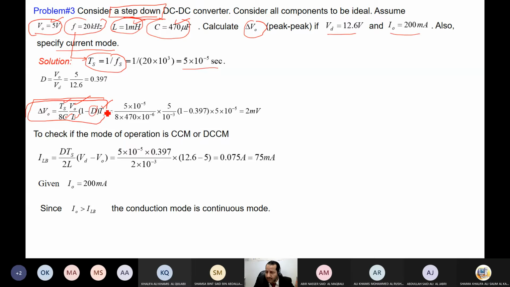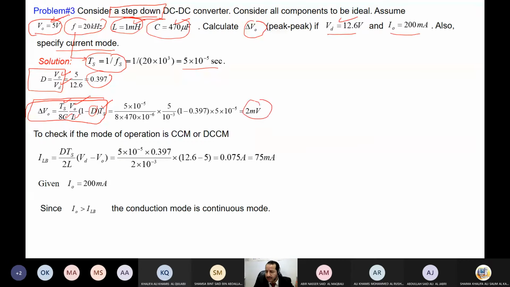Do I have a formula for D? Yes, I have. This is a buck converter. So it's very easy. Output voltage over input voltage equals D. So I have both, V out and V input. This is the output voltage. This is the input voltage. Substitute, and I get D. Now I have all the elements. Just substitute and do the math.